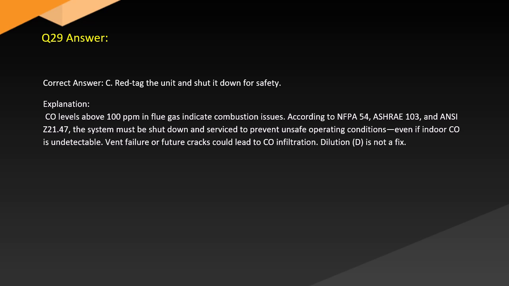Correct answer. C. Red tag the unit and shut it down for safety. Explanation. CO levels above 100 ppm in flue gas indicate combustion issues. According to NFPA 54, ASHRAE 103 and ANSI Z21.47, the system must be shut down and serviced to prevent unsafe operating conditions, even if indoor CO is undetectable. Vent failure or future cracks could lead to CO infiltration. Dilution, D, is not a fix.